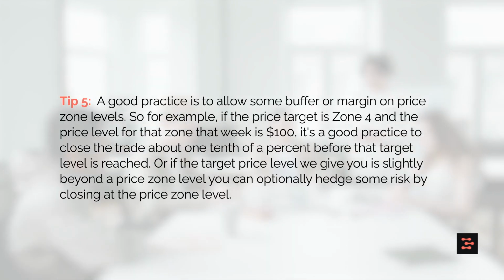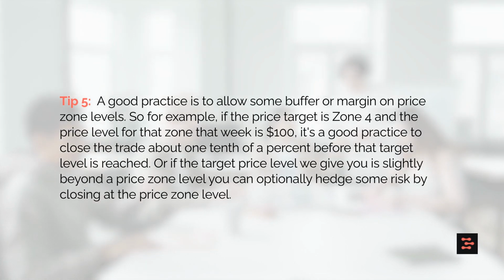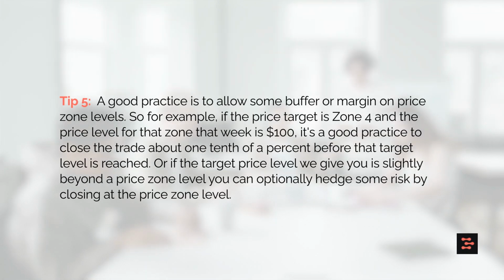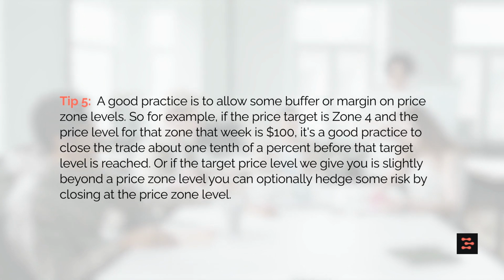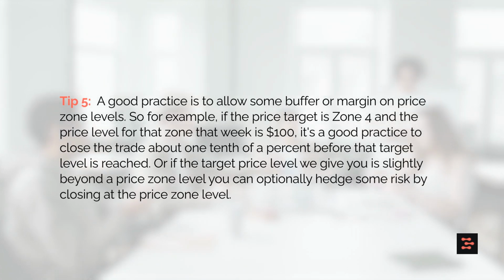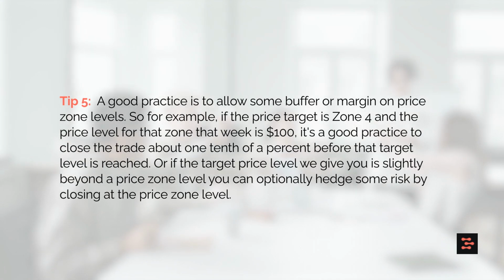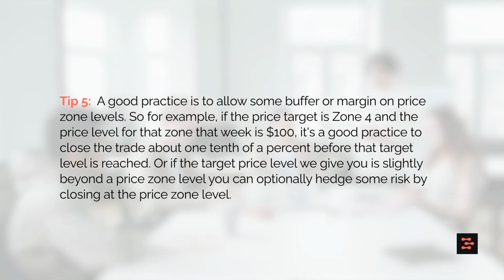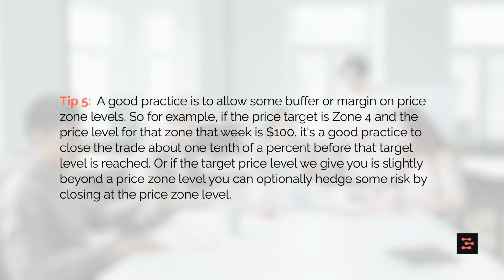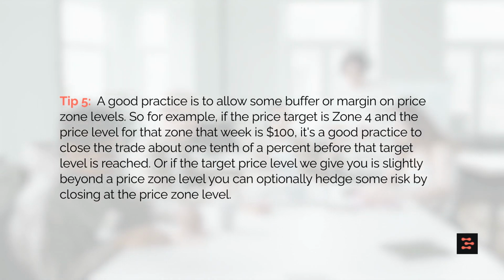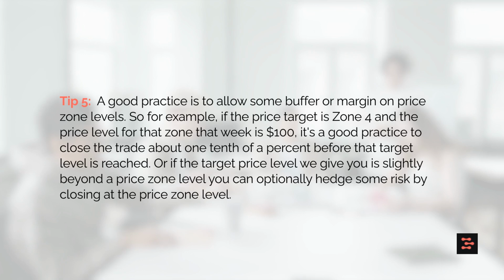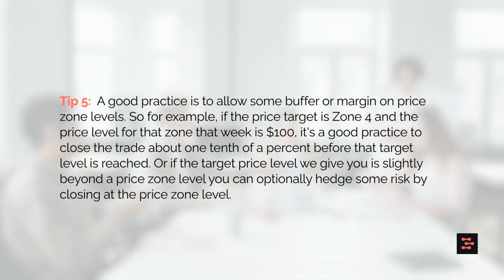Tip 5. A good practice is to allow some buffer or margin on price zone levels. So for example, if the price target is zone 4 and the price level for that zone that week is $100, it's a good practice to close the trade about 0.1% before that target level is reached. Or if the target price level we give you is slightly beyond a price zone level, you can optionally hedge some risk by closing at the price zone, where you may see some resistance, instead of the target price.